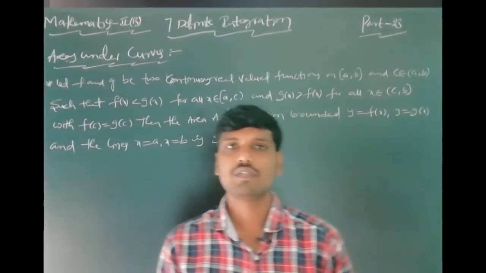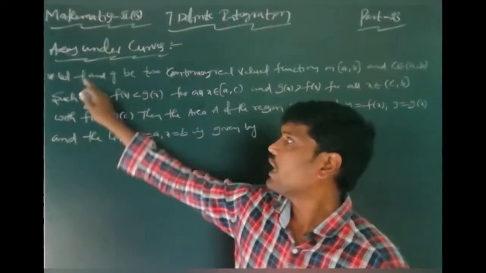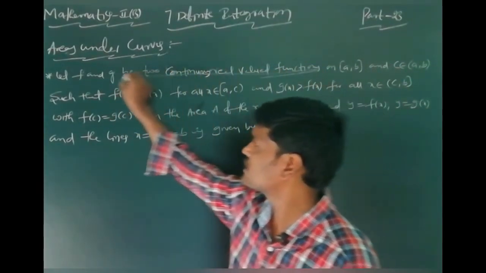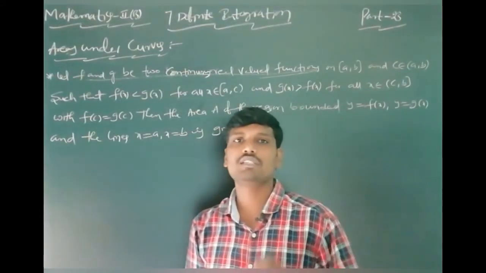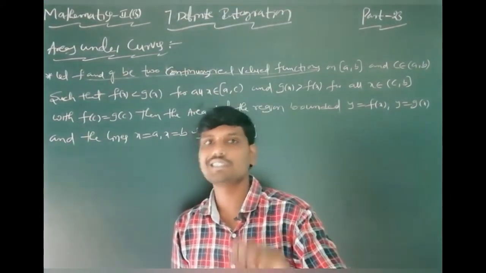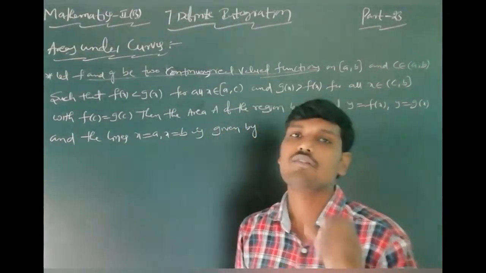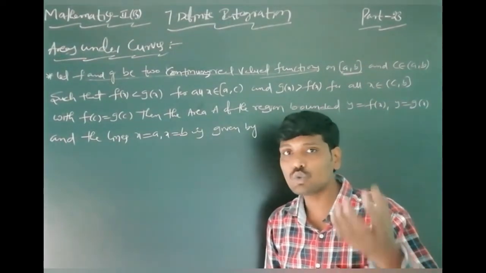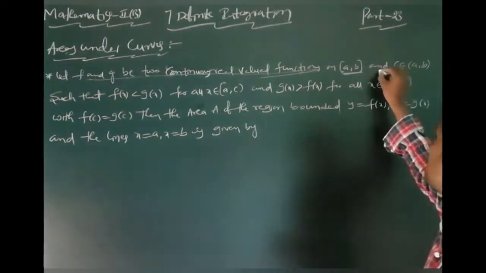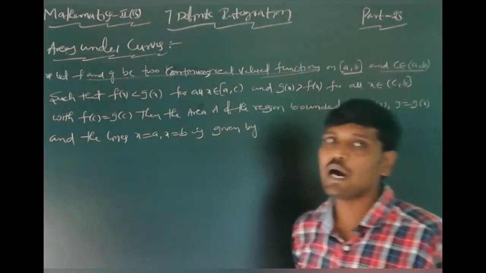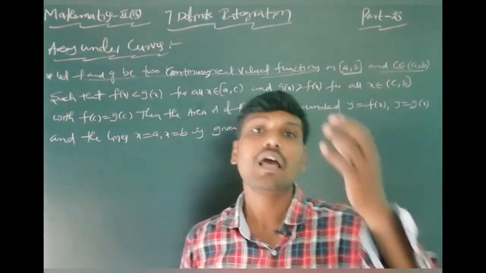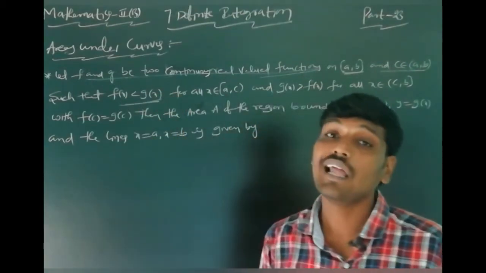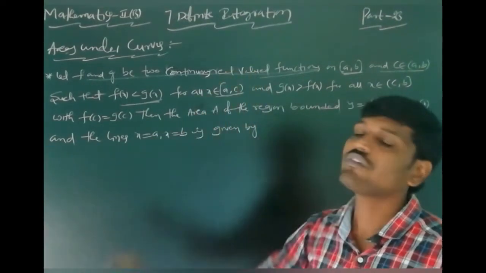The next formula is also very important. What is it? Let f and g be two continuous real valued functions. Once again, the two functions f, g are given, and they are continuous, real valued functions in the interval a comma b. Let c belong to a comma b, where c is any real number in that interval, such that f of x is less than g of x in the interval a comma c.